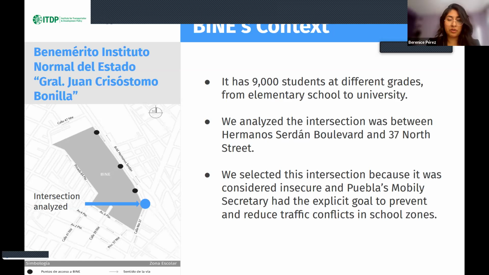We analyzed the most conflictive intersection around the school, which is located between Hermano Cerdán Boulevard and 37 North Street. We worked with the Secretary of Mobility of Puebla, and they gave us this intersection because it's considered the most conflictive in the state. We can see the intersection analyzed in the blue point in the picture.